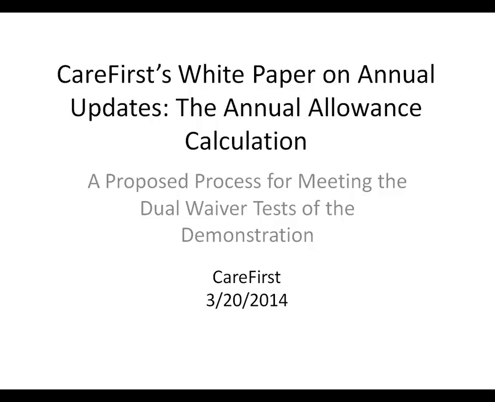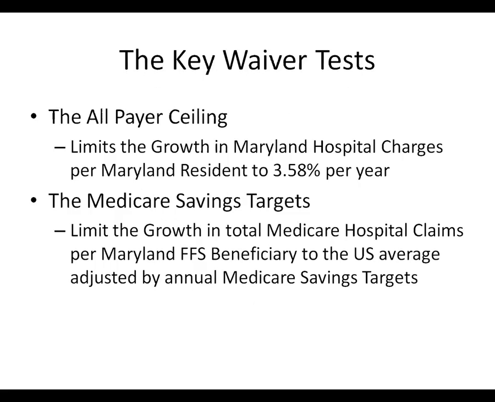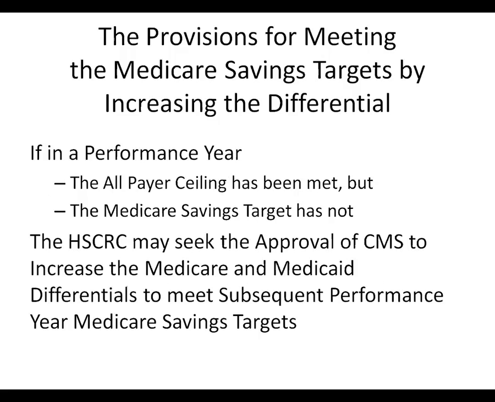If we go to page 2, I've enumerated there the 2 key waiver tests of the demonstration. I think everyone knows what those tests are. And a key purpose of this annual allowance calculation is to ensure that both waiver tests are met throughout the term of the demonstration. Go to the next slide.